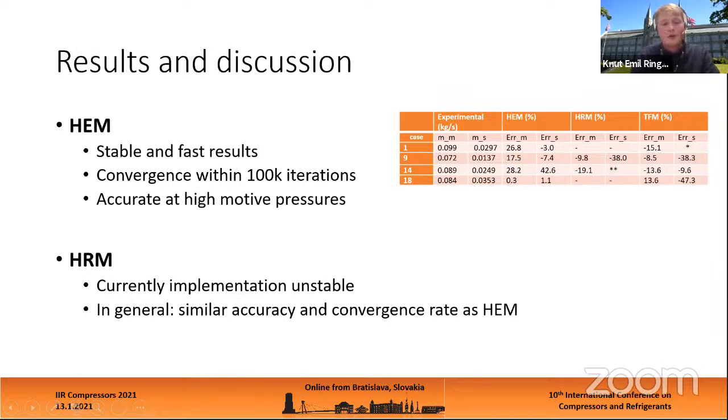For the HRM, unfortunately, this implementation was unstable for many of the operating conditions. This is likely due to a programming or an instability problem. However, in general, for the points that did converge, we achieved similar accuracy and convergence rates as the HEM.